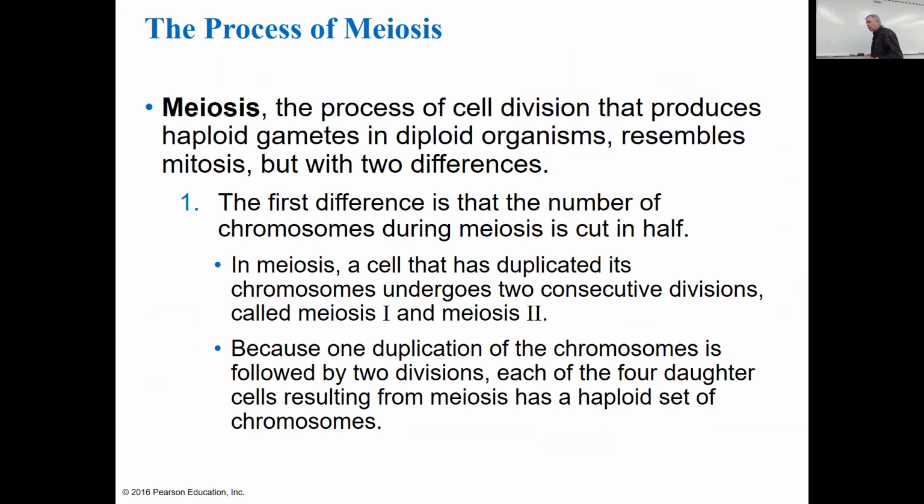Okay, meiosis is a process of cell division that produces haploid gametes in diploid organisms. It resembles mitosis, but with 2 differences. The first difference is that the number of chromosomes during meiosis is cut in half. So in meiosis, a cell that has duplicated its chromosomes undergoes 2 consecutive divisions called meiosis 1 and meiosis 2. Because 1 duplication of chromosomes is followed by 2 divisions, each of the 4 daughter cells resulting in meiosis has a haploid set of chromosomes. Haploid set of single chromosomes.